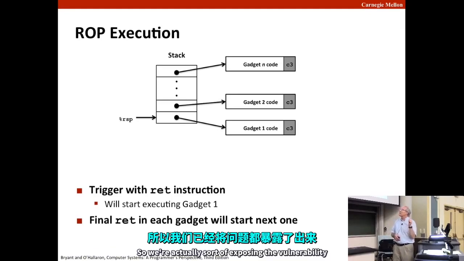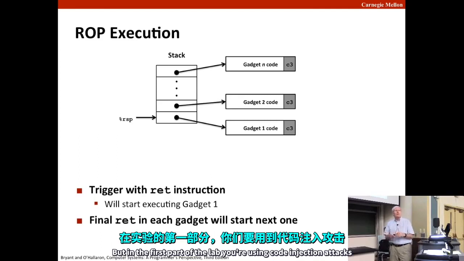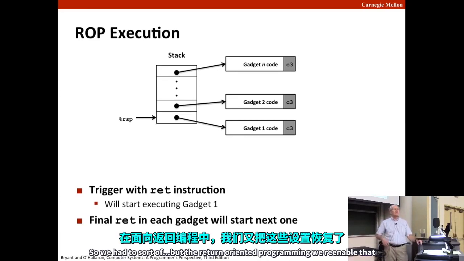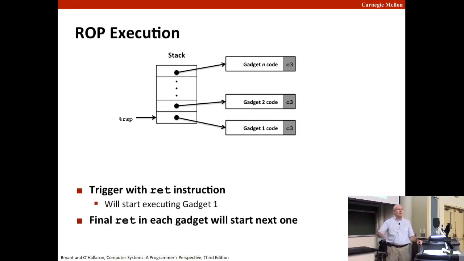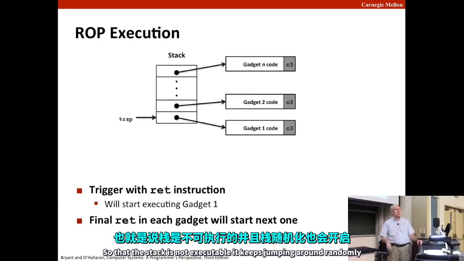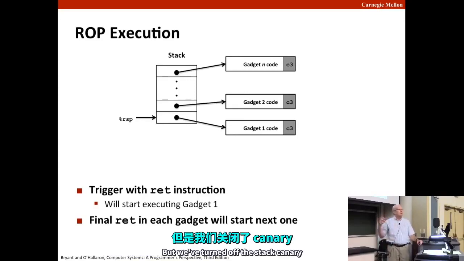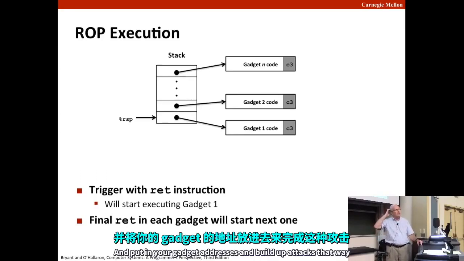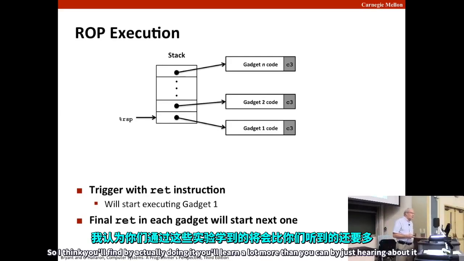We're actually exposing the vulnerability, but in the first part of the lab, you're using code injection attacks, so we've had to disable stack randomization and also make the stack executable. But in the return-oriented programming part, we re-enable that so that the stack is not executable and keeps jumping around randomly, but we've turned off the stack canary. So you'll be able to overflow the buffer, put in your gadget addresses, and build up attacks that way. I think you'll find that by actually doing it, you learn a lot more than you can by just hearing about it.